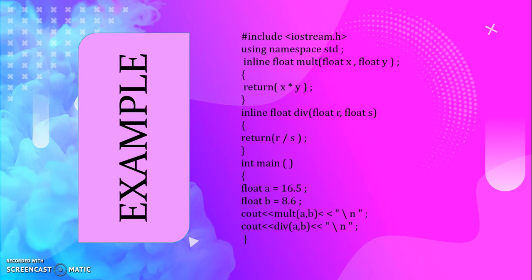Example: #include <iostream.h>, using namespace std. inline float mult(float x, float y), return x * y. inline float div(float r, float s), return r / s. int main, where float a equals 16.5 and float b equals 8.6. cout mult(a, b) \n. cout div(a, b) \n.